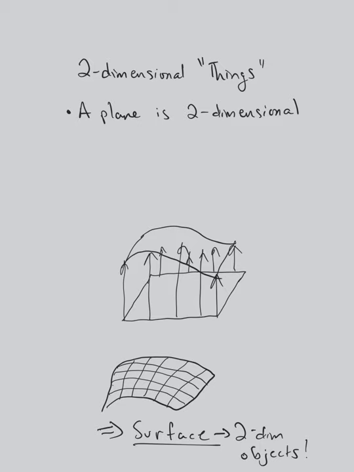So the way to think about a curve is taking a line segment and contorting it in some way, or curving it in some way. The way to think about a surface is taking a piece of paper and contorting it or curving it in some way. And so these are our basic two-dimensional objects.